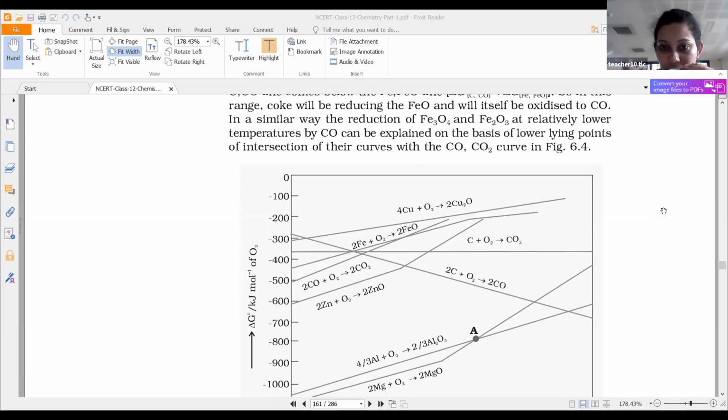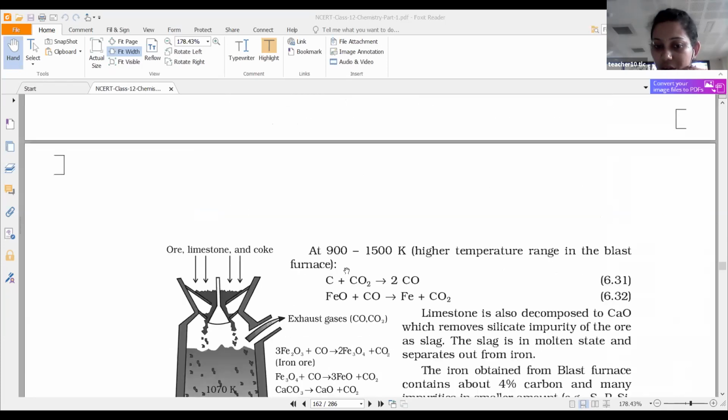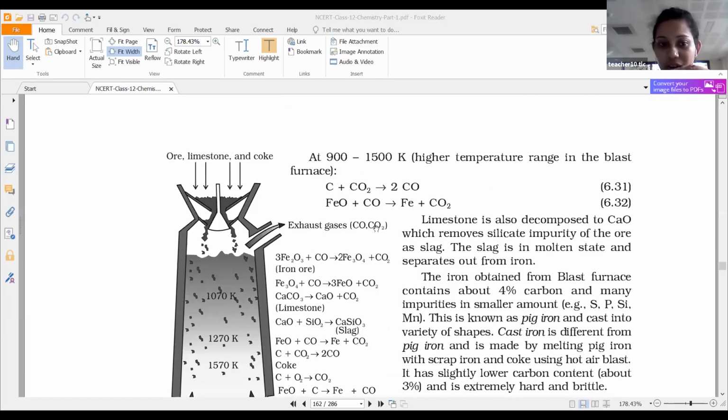Correct? Yes. But students, did I add carbon monoxide here to this reaction chamber? No, I did not add carbon monoxide. How to get that carbon monoxide then? Carbon monoxide is formed here in the upper region of this blast furnace. How? Because you are adding carbon and you are passing air, correct?